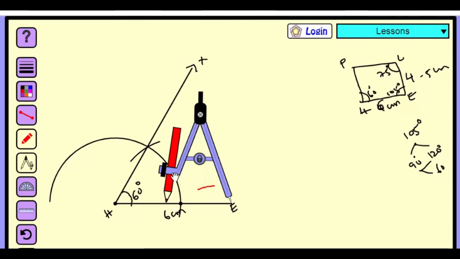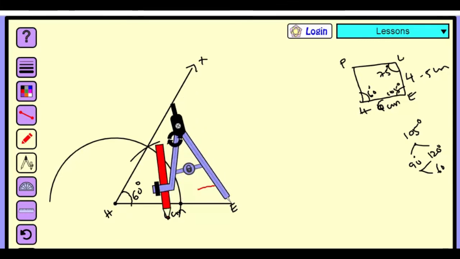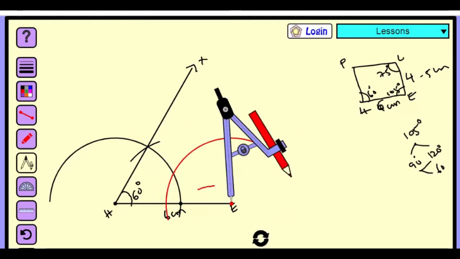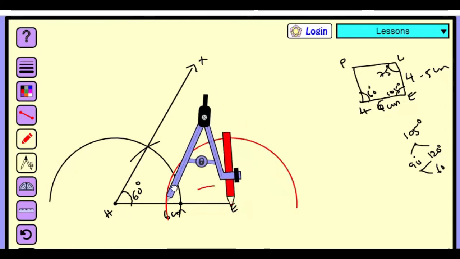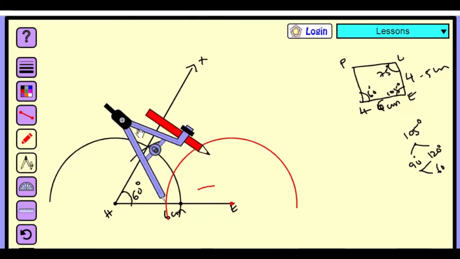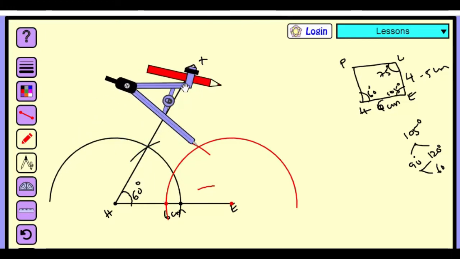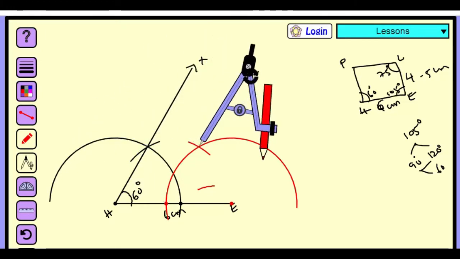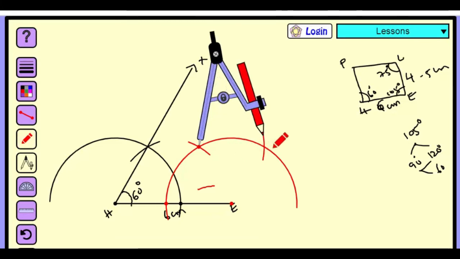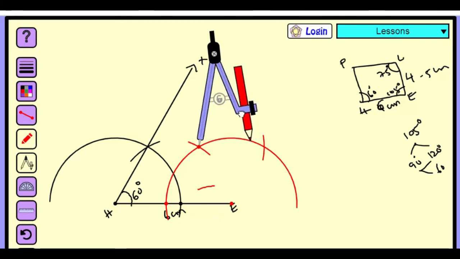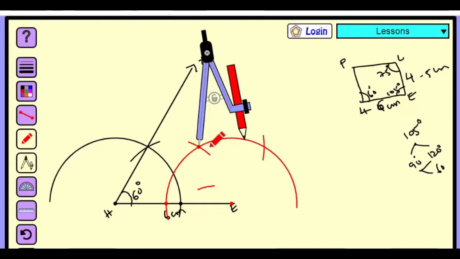Now take more than half of the length of the compass radius, and with E as center, draw an arc here. Now with this center, draw another arc which cuts the previous arc. This is the 60 degrees point. Now with the same radius, with 60 as the center, draw another arc which cuts the previous arc at 120 degrees.